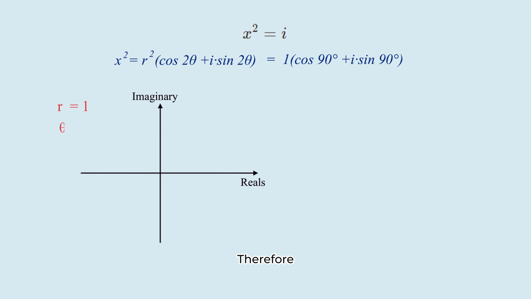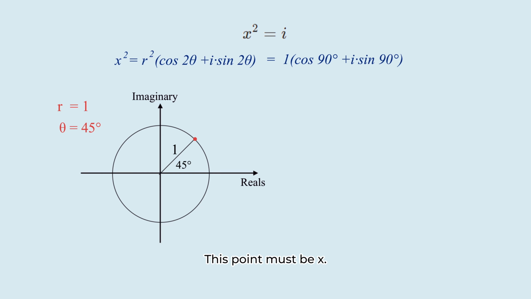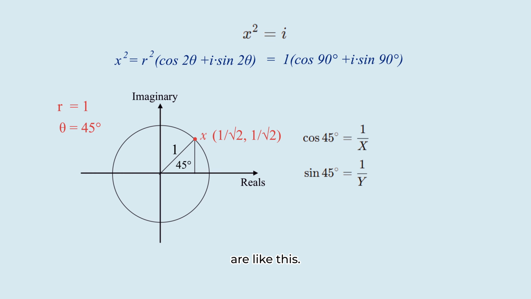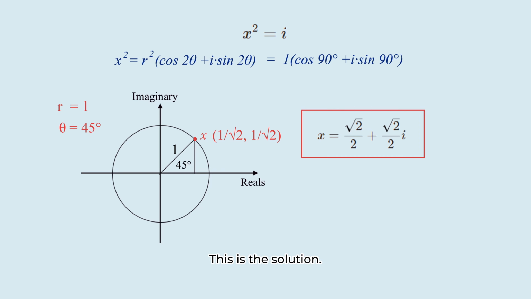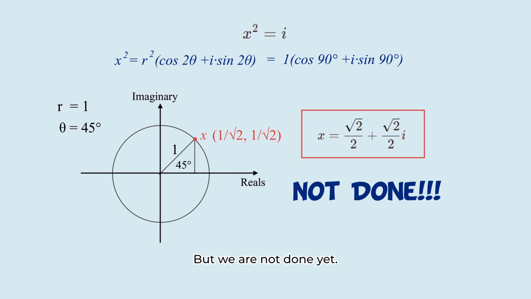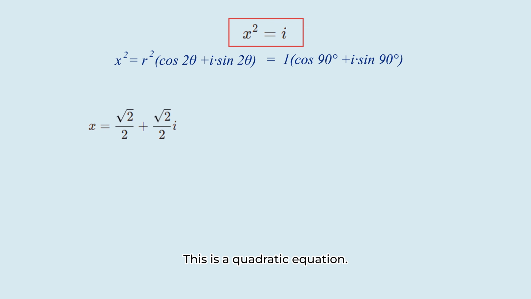Therefore, this point must be x. The coordinates of this point are like this. This is the solution. But we are not done yet. This is a quadratic equation. There must be 2 solutions.